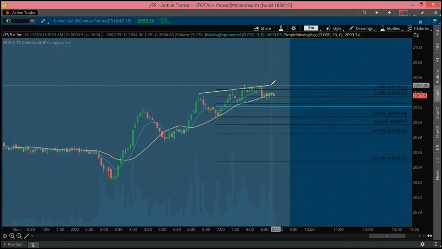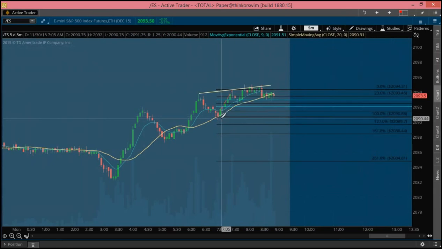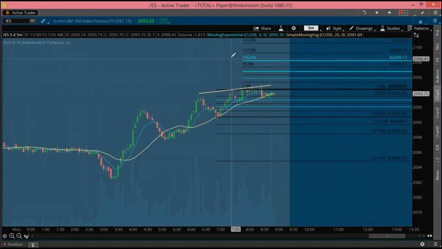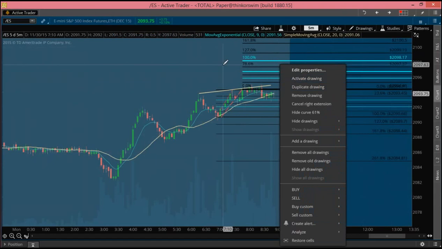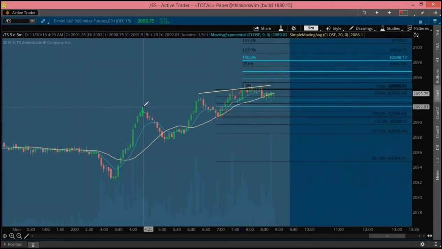All right, and extension. All right, so that gives us a measured move up to 2096.75 and extended up to 2098. There's this one right here as well that I want to look at. Well, I don't need this anymore. Well, I can leave that there. We'll look at this one right here too, the bigger one.